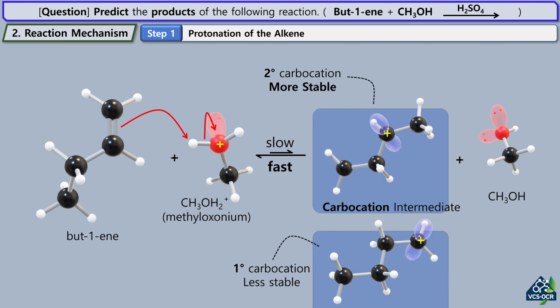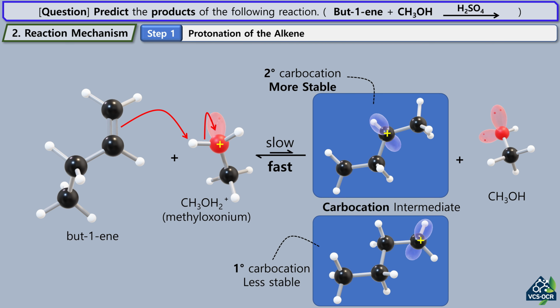Note, adding H+ to carbon 1 forms a secondary carbocation, which is much more stable than the primary carbocation that would form from addition to carbon 2. The reaction preferentially proceeds through this more stable intermediate.